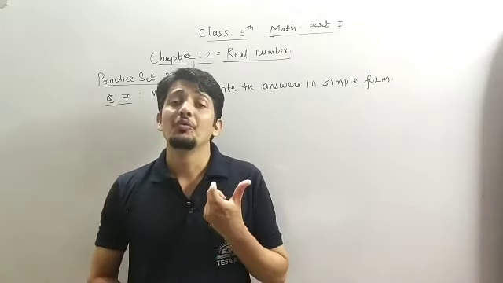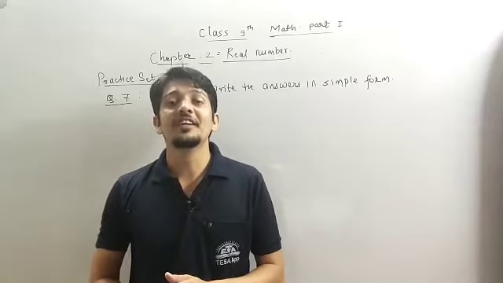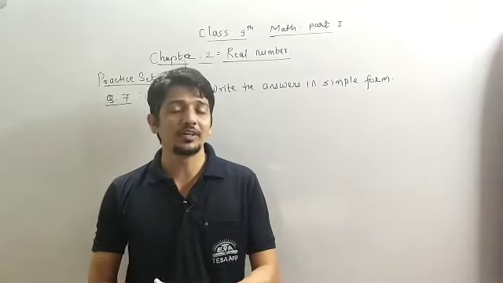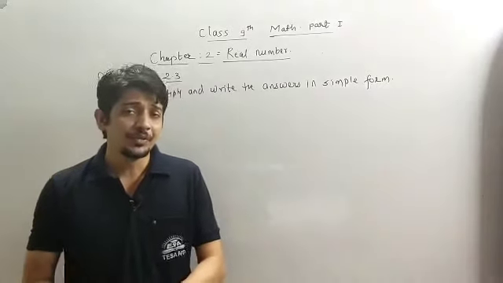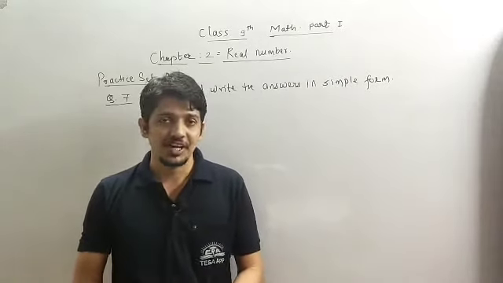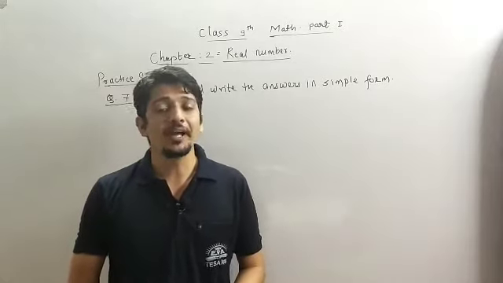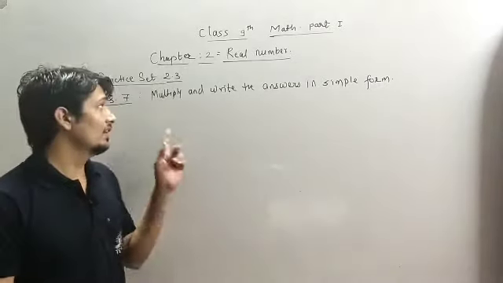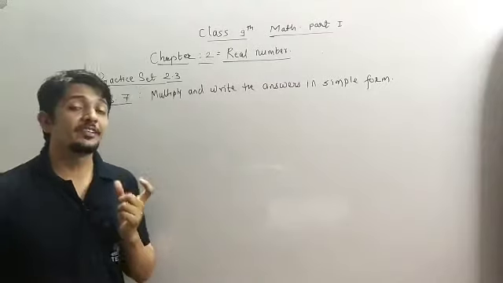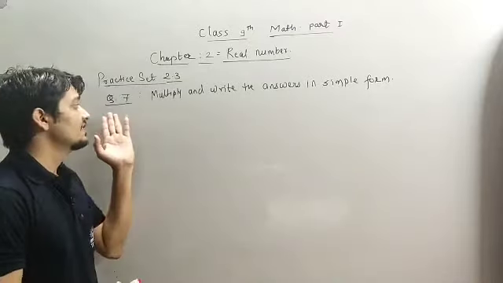So we have started Real Numbers, which is the second chapter of your textbook Mathematics Part 1 of Class 9. So today we will understand how to multiply the surds. We are now studying surds. In our exercise, that is in practice set 2.3, we have already solved questions up to 6. So today we are going to solve the 7th question.